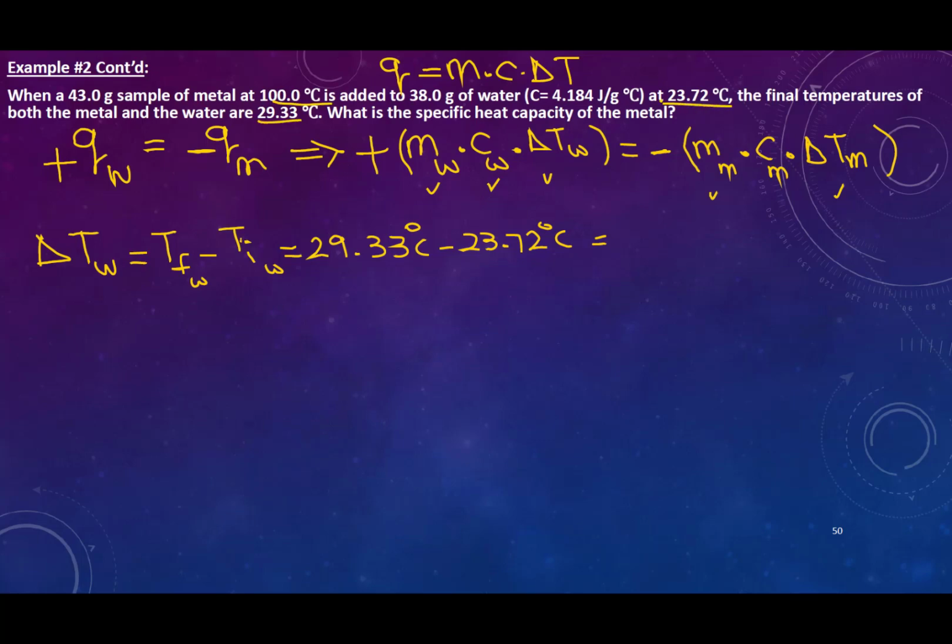Okay, before doing the subtraction, make sure T final and T initial have the same unit, and they do have the same unit. If they don't have the same unit, you have to convert the unit so that they are the same, and then you could subtract the numbers. But since they are the same, when we subtract the two numbers, you'll get 5.61 degrees Celsius. Okay, we subtracted, we have to take care of the sig fig. Let me rewrite this one.